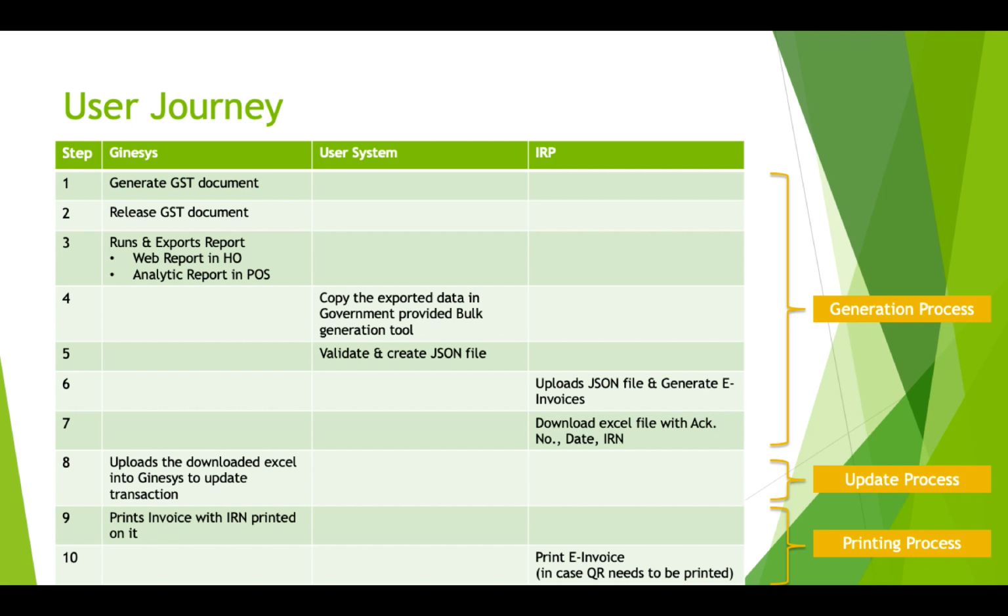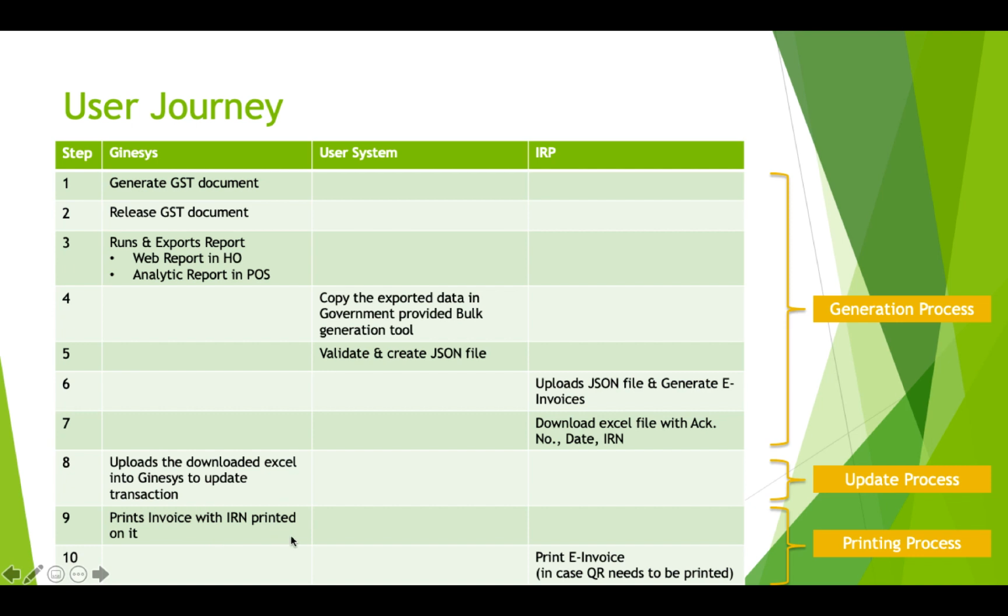contain the acknowledgement number, date and IRN of the invoices. You will be provided with a provision to upload that Excel into Ginesys for updating the acknowledgement number, date and IRN into Ginesys transactions. Once that is updated, you can print the invoice with IRN printed on it.